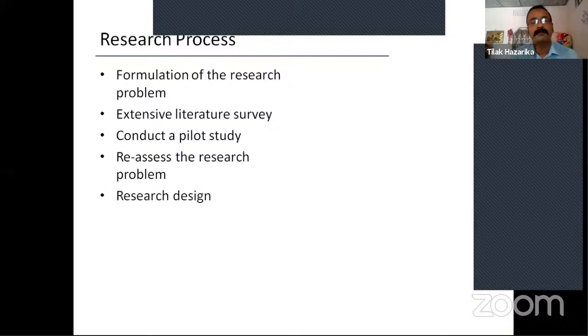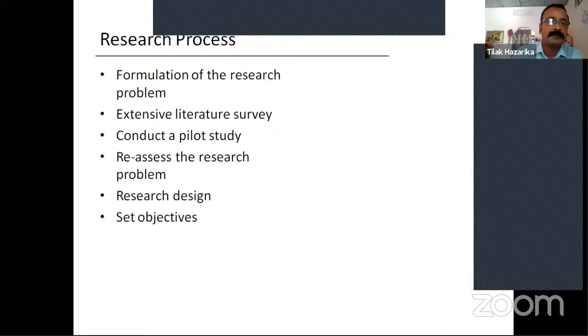And then accordingly, they will design the research design. This is a very huge area, and it needs wide deliberation and discussion. But I shall try to cover certain basic things which are required at the beginning level. I shall come to research design later on.